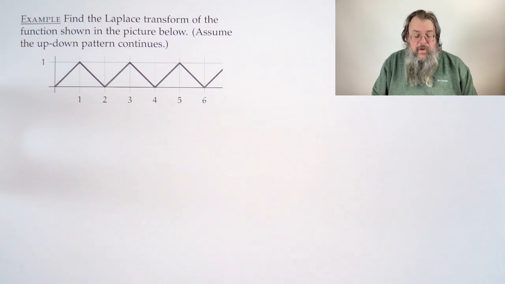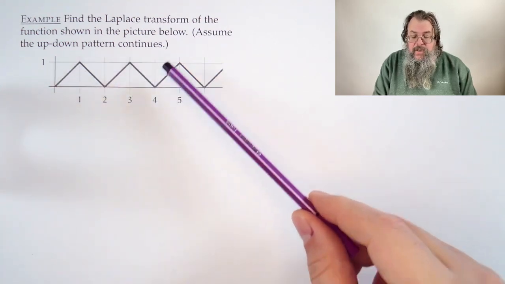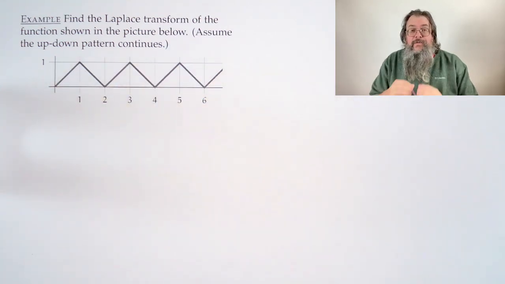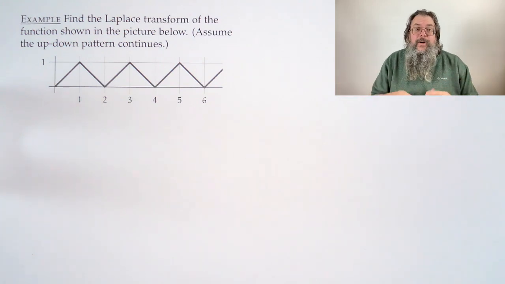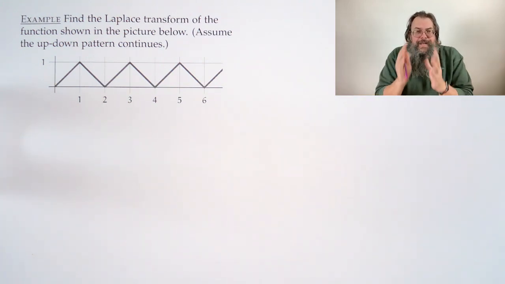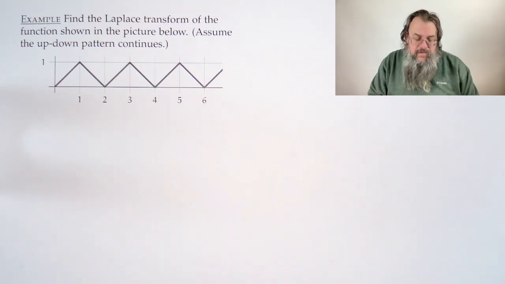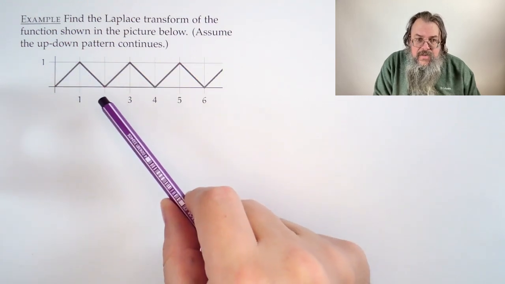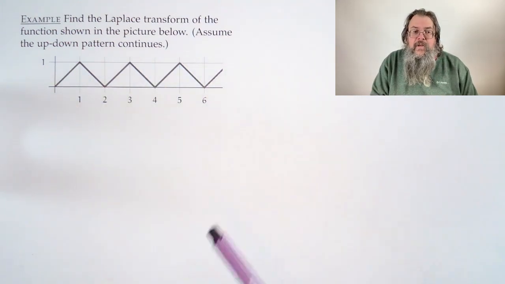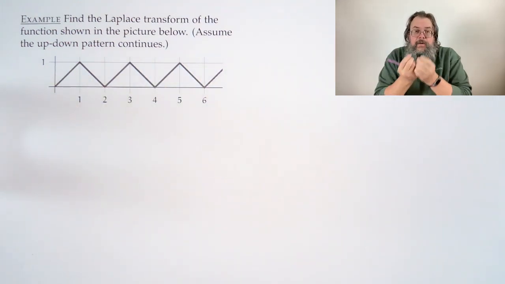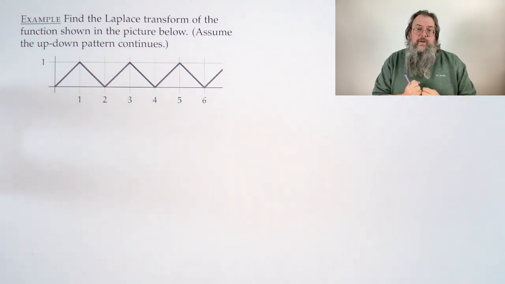pattern continues. So we have this up, down, up, down, up, down, so it's going to go up, down forever and ever. Okay, well, what do we do? Well, looking at the picture, we see that there's behavior changing, right? Because each part of this is a line. It's just a series of lines connected together. And so when you have a change in behavior, it's a piecewise function.